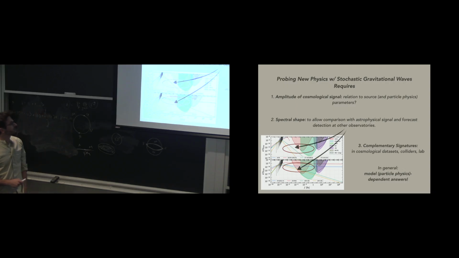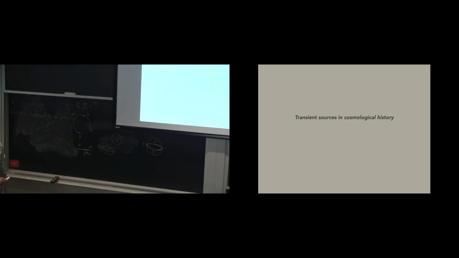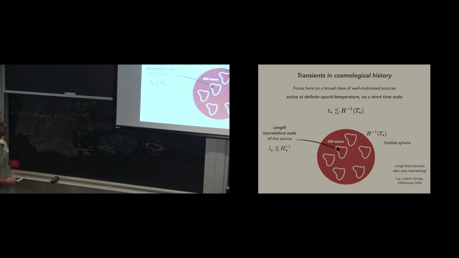So I will have to restrict, for the sake of this talk, to a specific type of source, which is actually a class of sources. It's not just one specific type. For this class of sources, one is able to make some more general statements. These are what I will refer to as transients in cosmological history. It doesn't mean transient in the sense of binary black holes that just give a transient signal in the detector. The signal here is always a stochastic background, but they're transient in the sense that they're active at a definite time or epoch in the universe on a short time scale, and then basically they cease to be active.